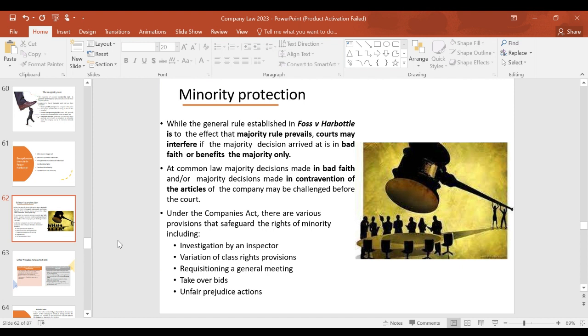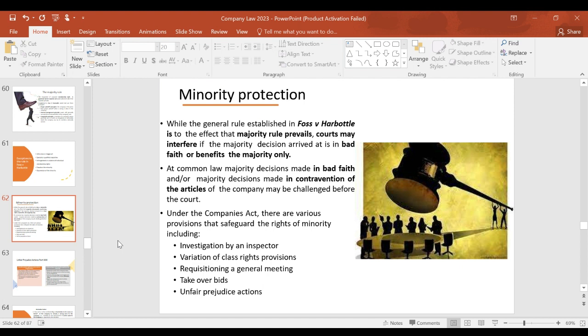So the general rule in Foss versus Harbottle, that majority rule prevails, may in some instances be interfered with by the court, especially if a decision by the majority has been arrived at in contravention of the law, or in bad faith, or only to benefit the majority. Then the court may intervene in such scenarios.